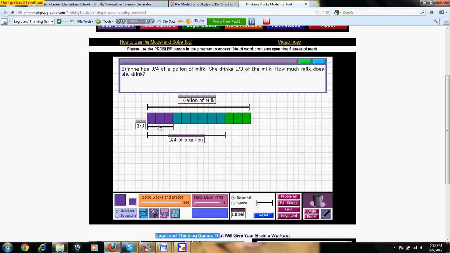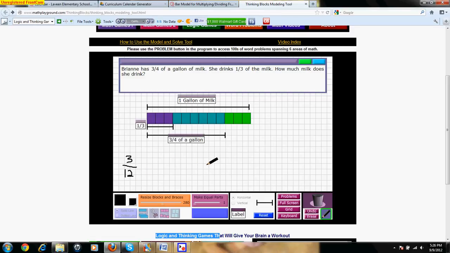Now, let's go ahead and count how many squares 1/3 is out of the whole. 1, 2, 3. So we know we have 3. That is our numerator. Out of the whole, which is 1, 2, 3, 4, 5, 6, 7, 8, 9, 10, 11, 12. So 3/12 of a gallon is how much she actually drank out of the whole. So 1/3 of the milk is 3/12.